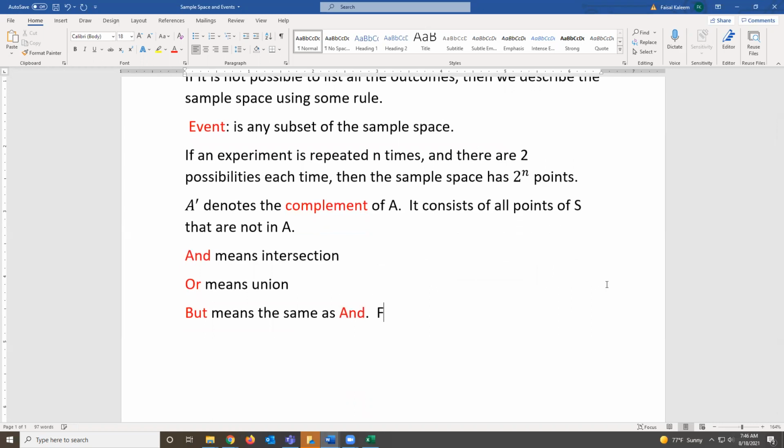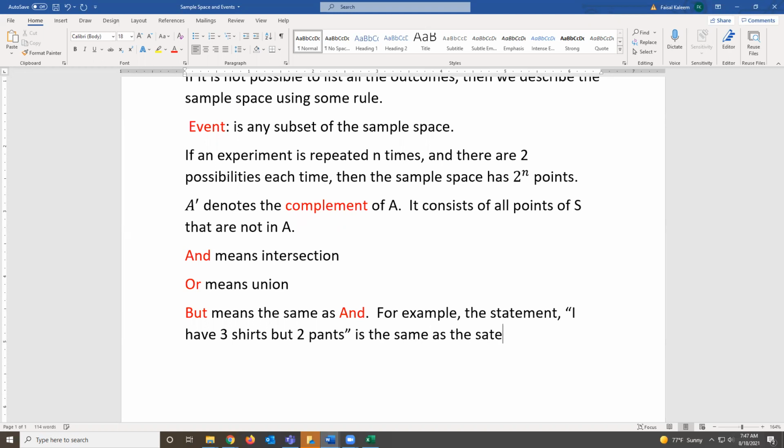So, for example, the statement "I have 3 shirts but 2 pants" is the same as the statement "I have 3 shirts and 2 pants."